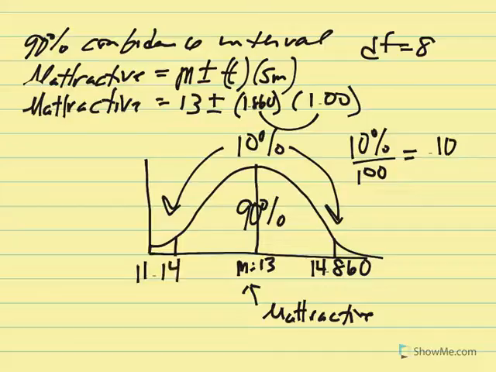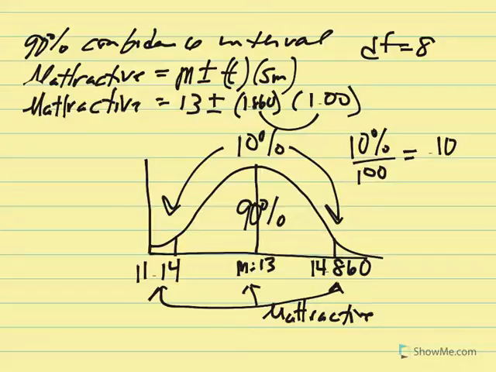11.14. And now what we're saying is that we're 90% confident that if we had access to all infants in the population, the average amount of time they would spend staring or looking at the attractive face is equal to 11.14 seconds, and ranges all the way up to 14.860 seconds.